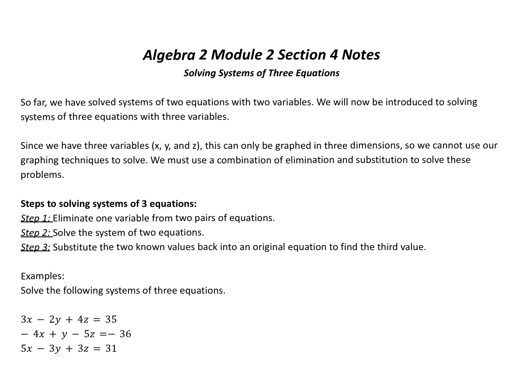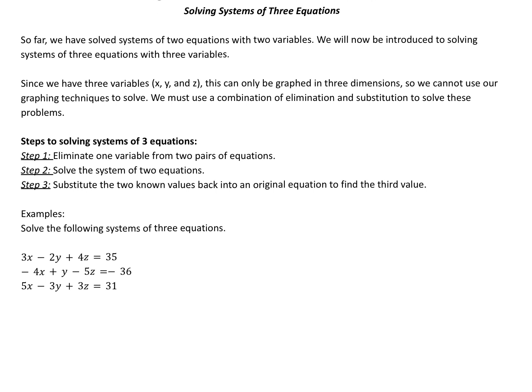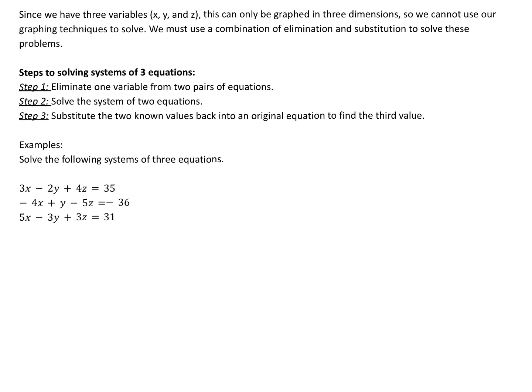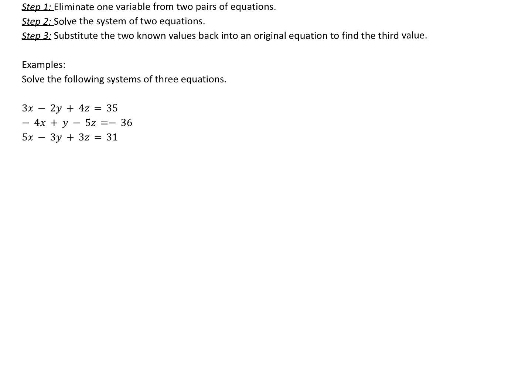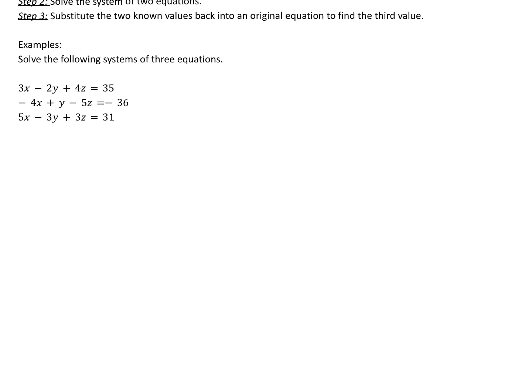What we have to do is a combination of elimination and substitution to solve the equations. So it's 3 steps in order to solve a system of 3 equations. The first one is to eliminate one variable from 2 pairs of equations. The second step is to then solve that system of 2 equations, and then step 3 is to substitute the 2 known values back into an original equation to find the third. So the process of solving a system of 3 equations isn't necessarily more difficult than what we've been doing, it's just going to be more time consuming.